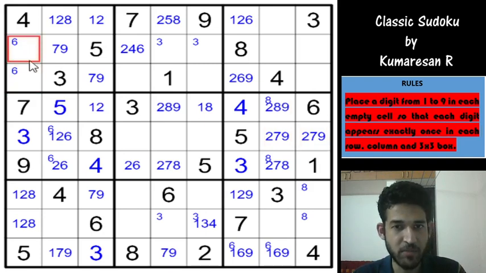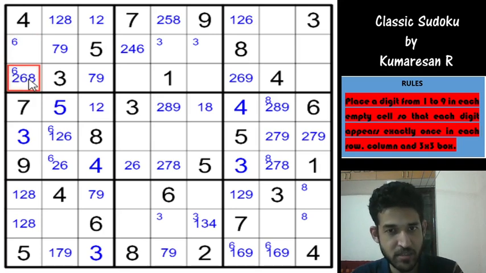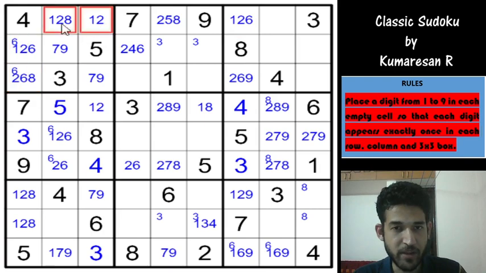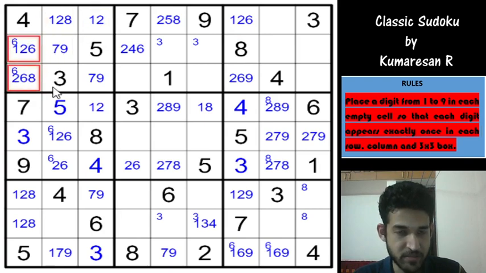Okay, let me write the pencil marks here. So this must be 2, 6, 8 and that must be 1, 2 and 6, right? So we have a quadruple here, right? Is it helping us? 6 is in one of these cells, nothing much there, right?